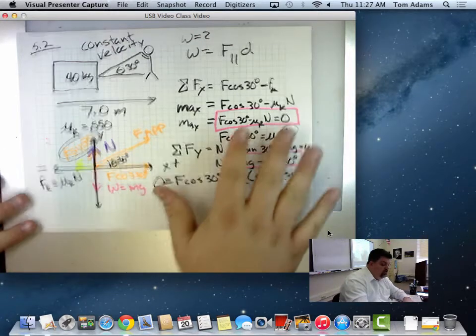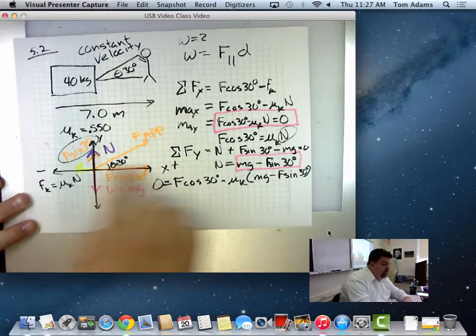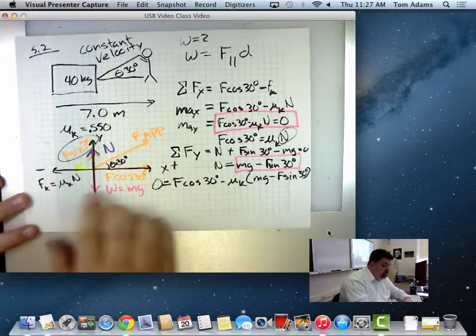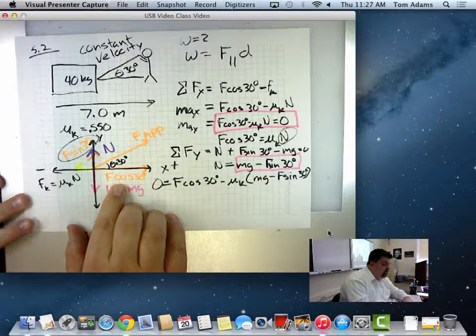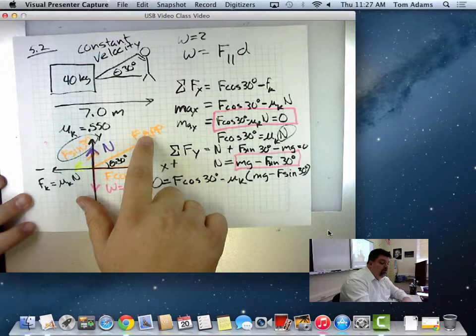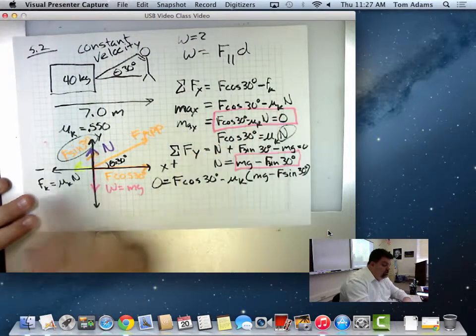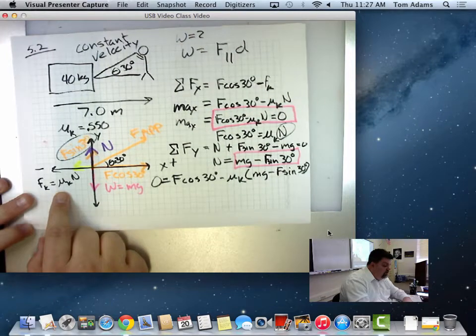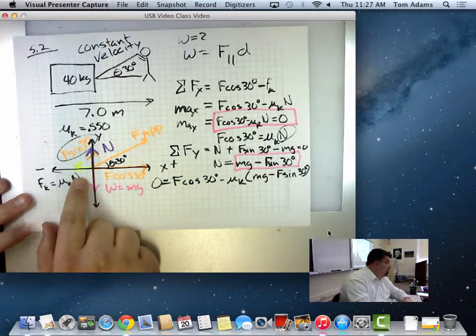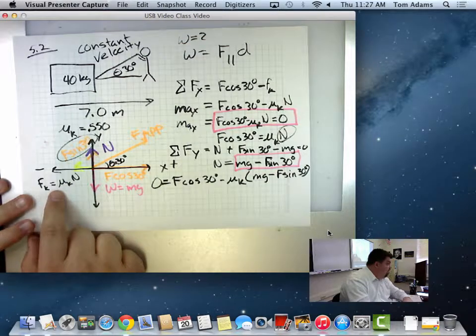So here's what we'll do, we'll start right here. I'm going to add all the forces only in the x direction. Okay, so this force is F times cosine of 30, which is the component of the applied force. That's going in the positive direction. Now, I have a force due to friction, which is the coefficient of friction times the normal force. Does that make sense? But that's going in the negative direction, so we're going to subtract it, right?